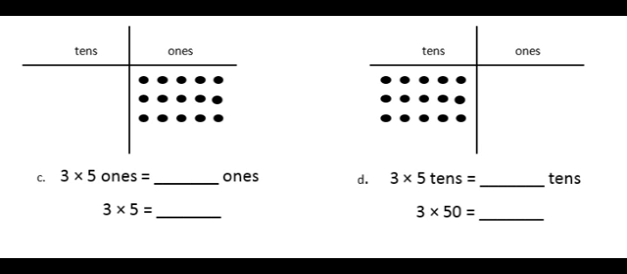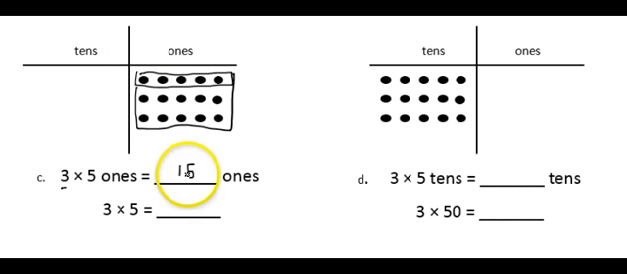Here's another example. This one starts with 3 times 5 ones. If I look at my one group, that would be 5 ones, and then you can see I've tripled that amount when I multiplied it by 3. That gave me 15 ones. 3 times 5 then is 15. Let's connect that to the next problem.